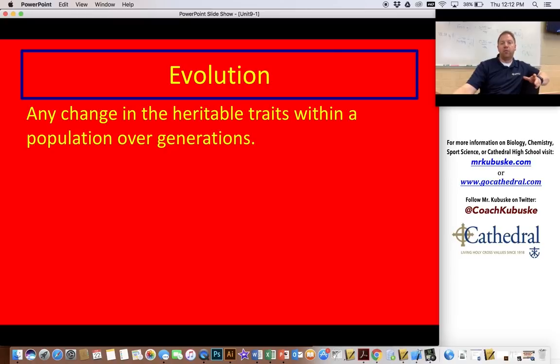And basically here's where we'll pick up in our next topic when we get to section 3, talking about evolution and the ideas behind evolution.